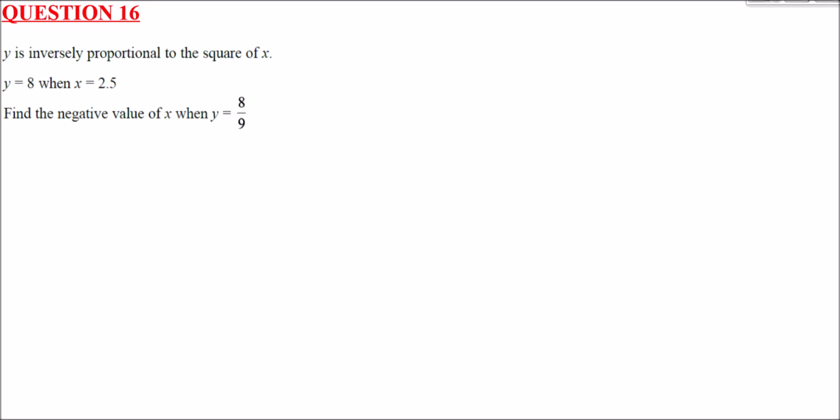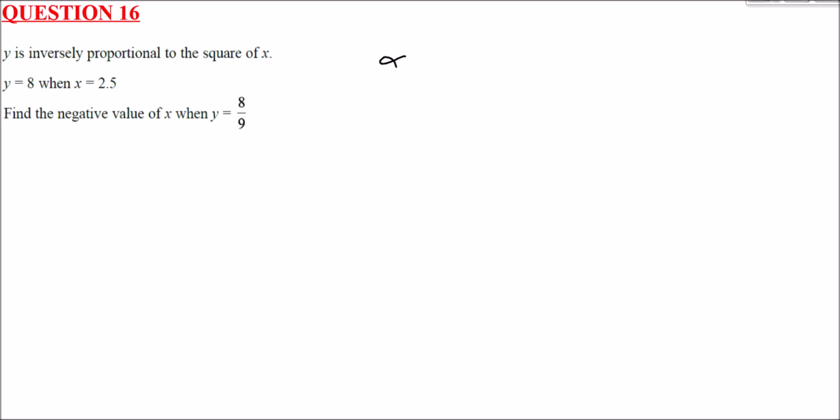Question 16, we're told that y is inversely proportional to the square of x. We're also told that when y is 8, x is 2.5. Find the negative value of x when y is 8 over 9. So importantly, we're talking inverse proportion. And the symbol for proportionality is this fish symbol, like so. It's not actually called a fish, but it looks like a fish.